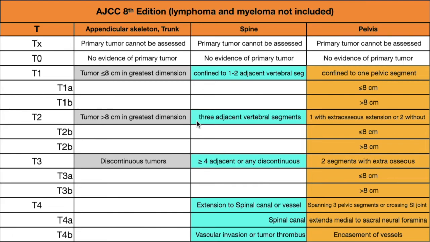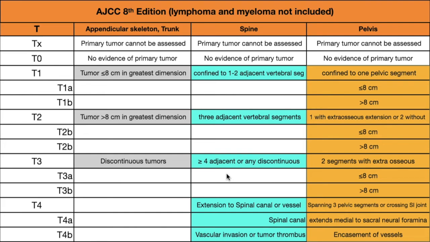T is the size of the tumor. If we talk about the appendicular skeleton, T1 is a tumor size less than or equal to 8 cm, T2 is more than 8 cm, and T3 is a discontinuous tumor. In the spine, T1 is a tumor confined to 1 to 2 adjacent vertebral segments, T2 is 3 adjacent vertebral segments, T3 is 4 or more adjacent segments or any discontinuous tumor, and T4 is extension to the spinal canal or the vessels. T4a is spinal canal, T4b is vessel.